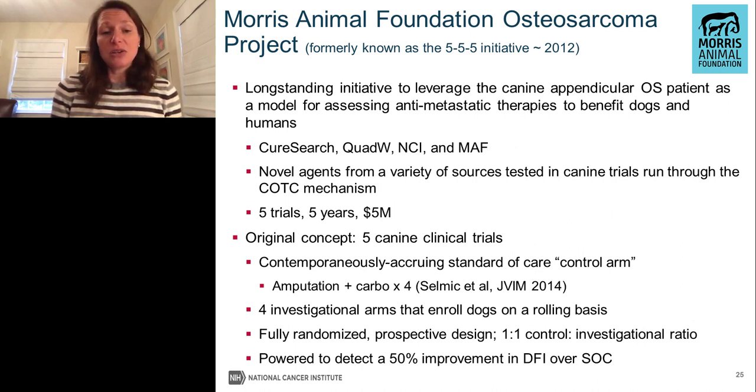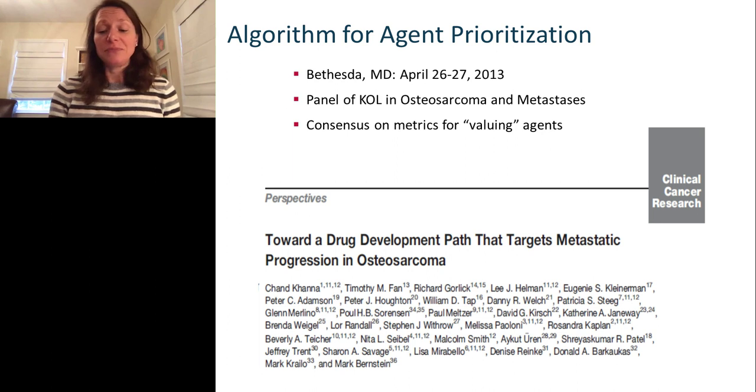And so the concept here is to study a series of novel agents from a variety of sources through canine trials that all run through our COTC mechanism, and compare those novel agents against a contemporaneously accruing standard of care control arm. And that allows us to have a fully randomized prospective design with a one-to-one enrollment between control and investigational drug. And these studies are powered to detect a 50% improvement in disease-free interval over standard of care. And that is really an important point, because we need to be able to show a significant amount of improvement in disease-free interval or progression-free survival to really have that be meaningful for adoption on the pediatric side.